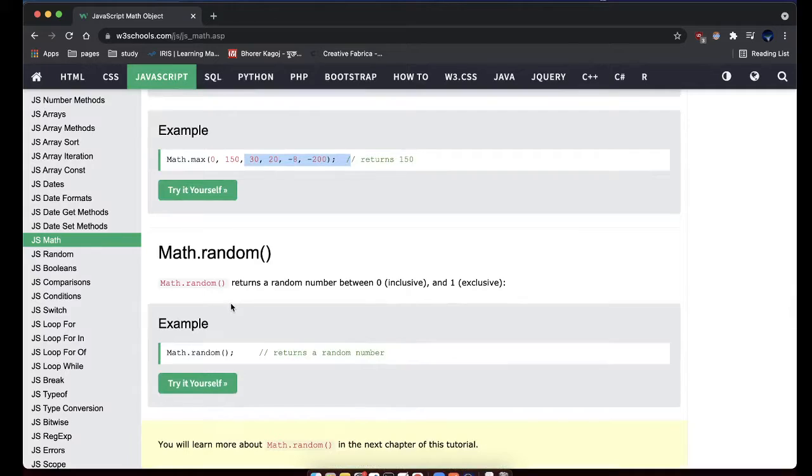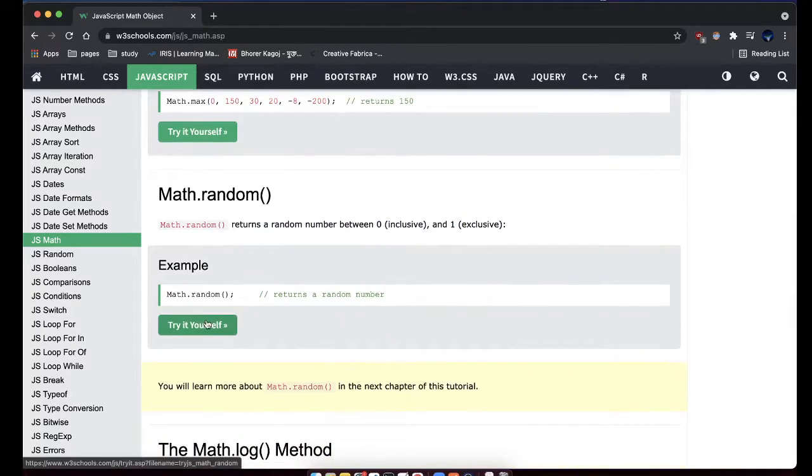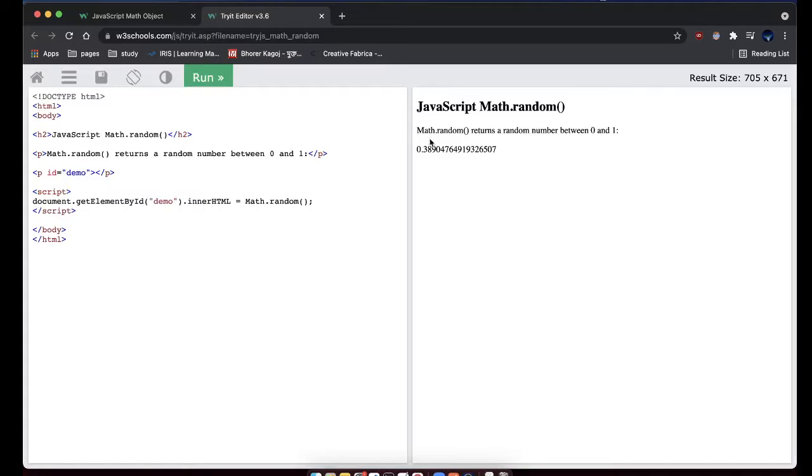Random is another operation that we can use. It will generate a random number between 0 and 1, inclusive of 0 and exclusive of 1. So we can try it out. If you notice, every time we run it, we get a different number.